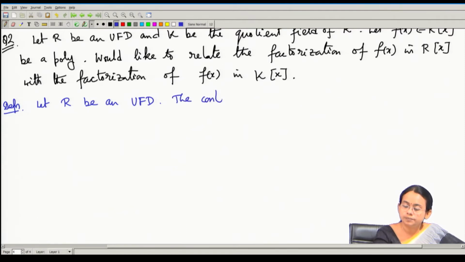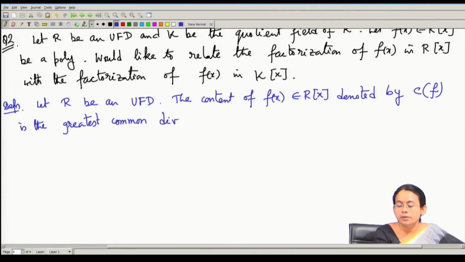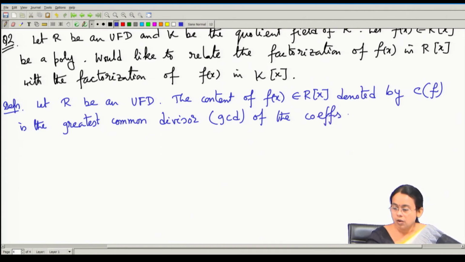The content of a polynomial f(x) in R[x], denoted by C(f), is nothing but the GCD of the coefficients of this polynomial f in R. That is, the greatest common divisor. We have already proved that in a UFD the GCD exists. So, this is nothing but the GCD of the coefficients of f(x). What do I mean?